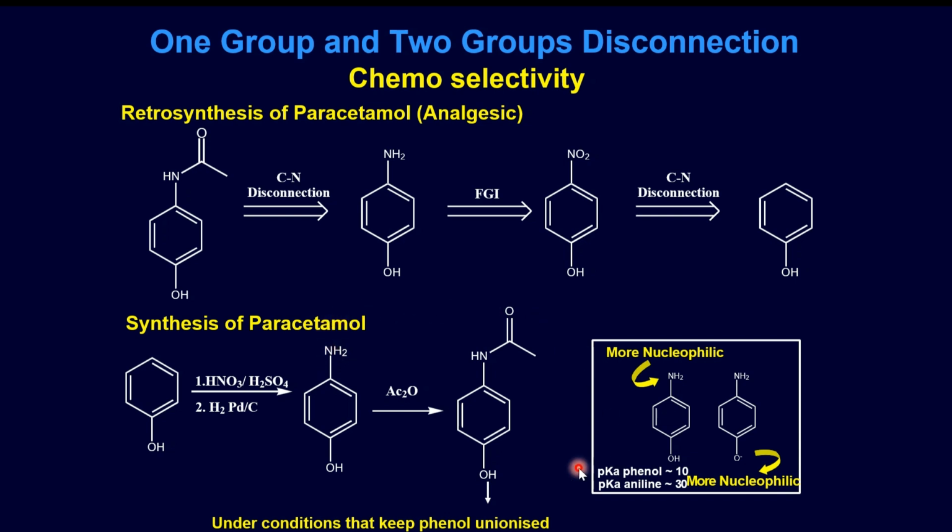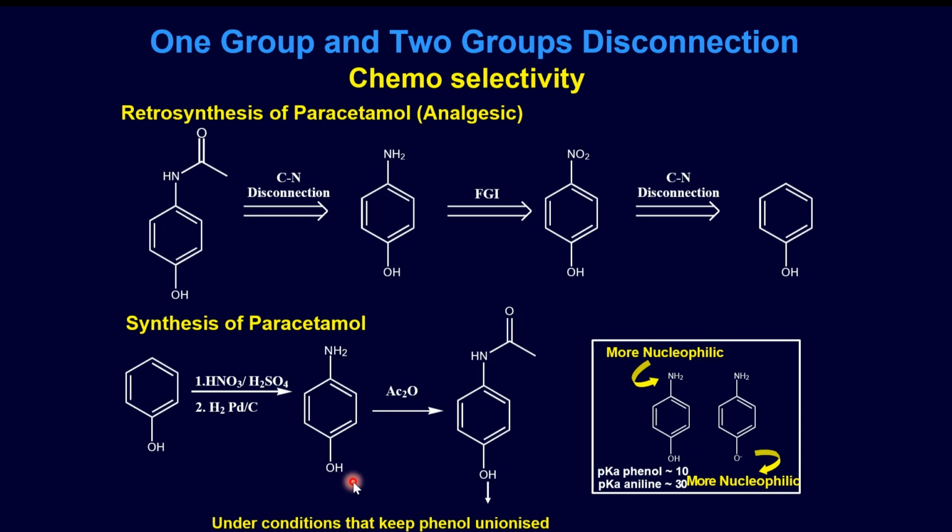When I keep it in the unionized stage, the NH2 group is more nucleophilic. If I make it ionized, the O minus will be more nucleophilic. The pKa of phenol is 10, the pKa of aniline is 30. And I add one drop of concentrated sulfuric acid such that this is not in the ionized form.